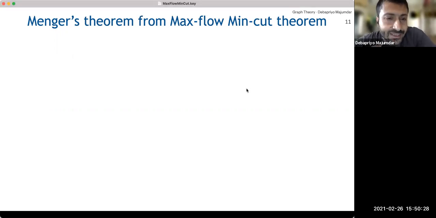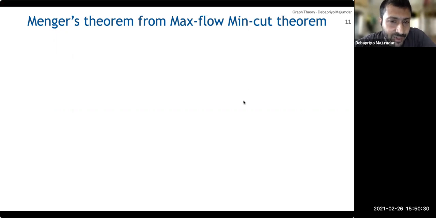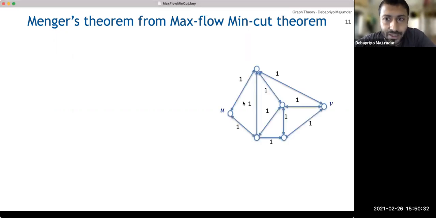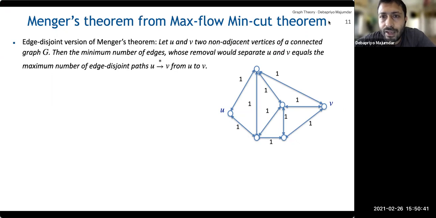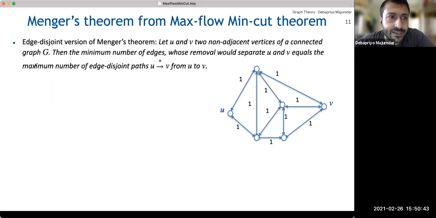Now that was a vertex variant, and similarly there is an edge variant of it. The edge disjoint version is: let u and v be two non-adjacent vertices of a connected graph. Then the minimum number of edges whose removal would separate u and v equals the maximum number of edge disjoint paths from u to v.